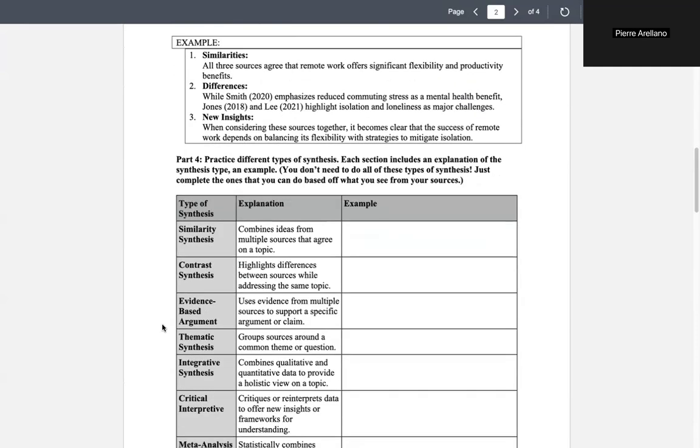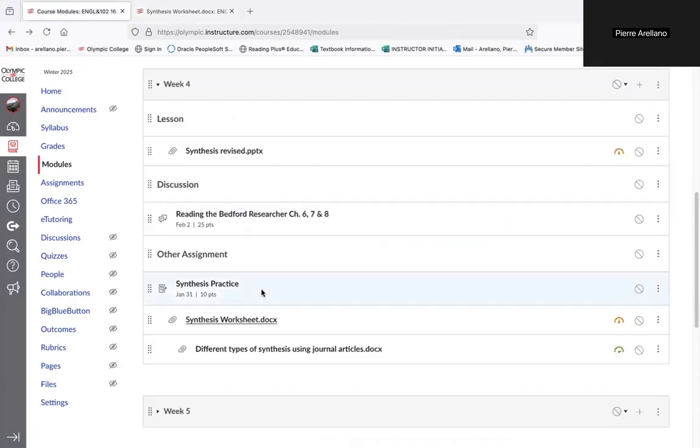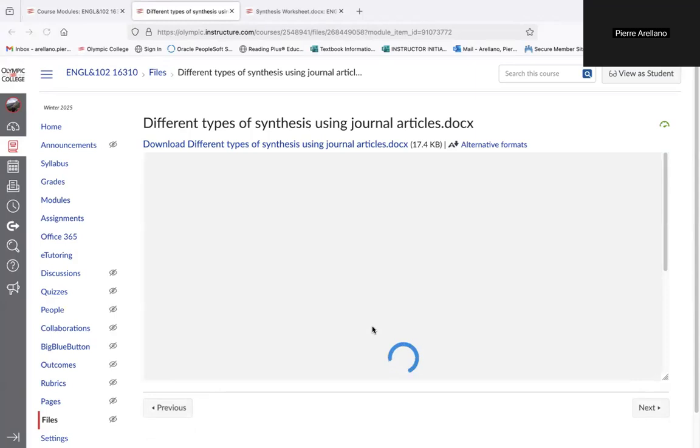Here's practice on different types of synthesis. One thing I'm going to go over is the different types of synthesis that we have. Let me go over here to this sheet, different types of synthesis using journal articles. This is just a reference sheet that I made for you guys to help you figure out the different types of synthesis that you're going to have throughout your paper. Now I want to make this clear as it's loading up, you don't have to use every single different type of synthesis. There are 8 total. If you only use 2, fine. That's totally okay.